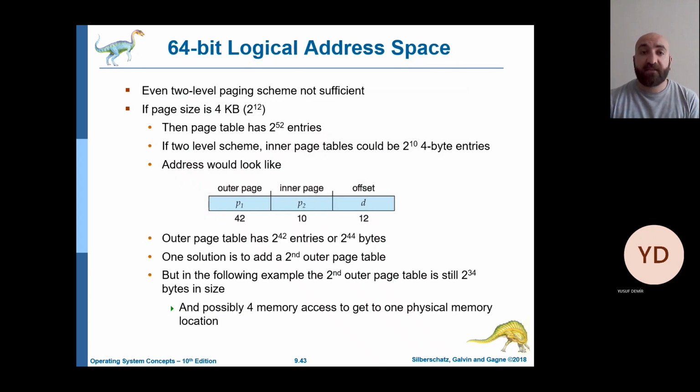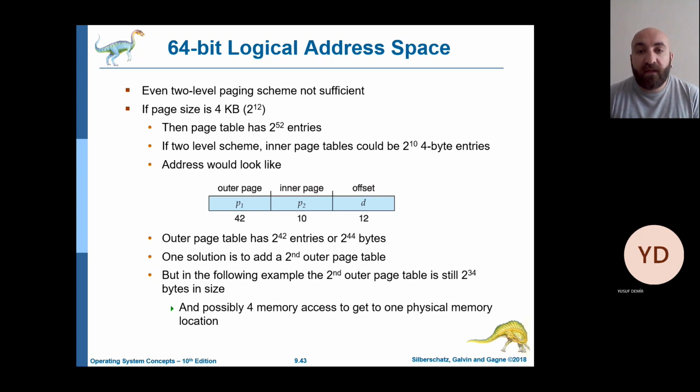For a system with a 64-bit logical address space, a two-level paging scheme is no longer appropriate. To illustrate this point, let's suppose that the page size in such a system is 4 KB, so the offset is 2 to the 12. In this case, the page table consists of up to 2 to the 52 entries. If we use a two-level paging scheme, then the inner page table can conveniently be one page long, or contain 2 to the 10 4-byte entries.